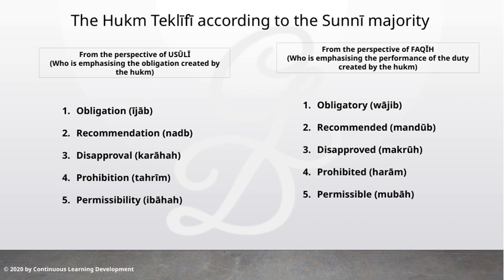Disapproved or makruh points to actions that are better avoided, though not sinful. Prohibited or haram are actions that are strictly forbidden. And permissible or mubah refers to things that are completely allowed without any sin or reward involved. From the perspective of the faqih, the focus is on emphasizing the performance of the duty created by the hukm, so the emphasis is on ensuring the obligation is fulfilled.